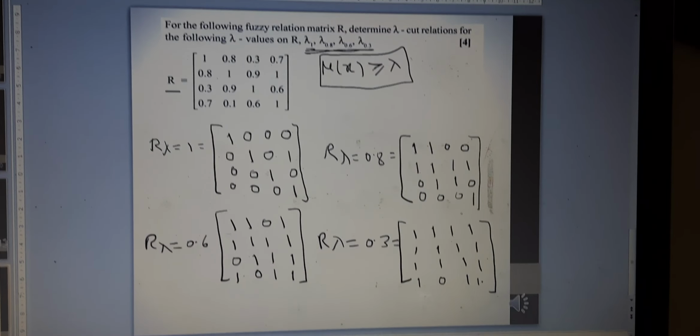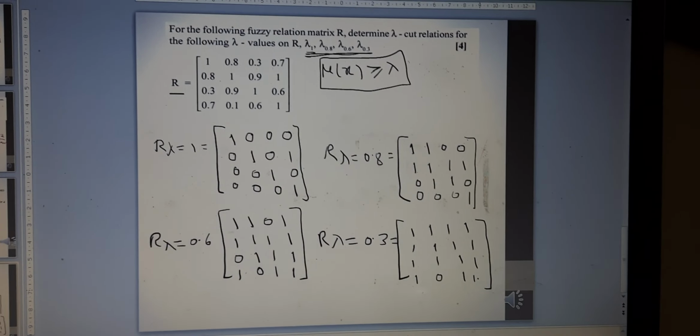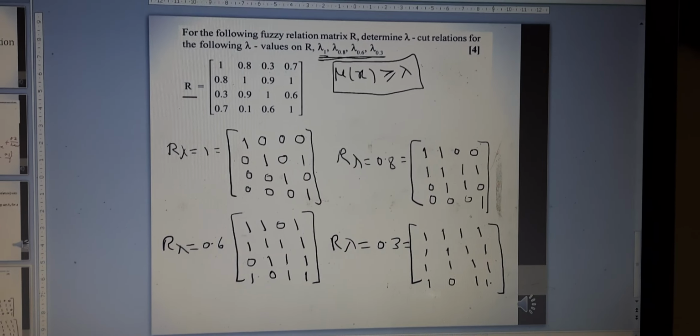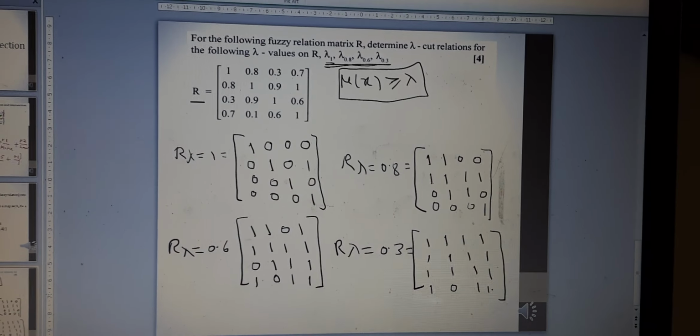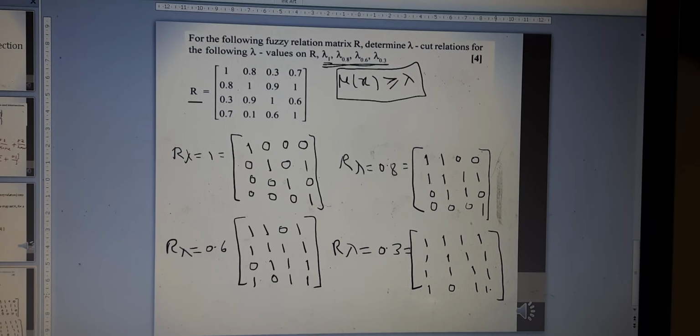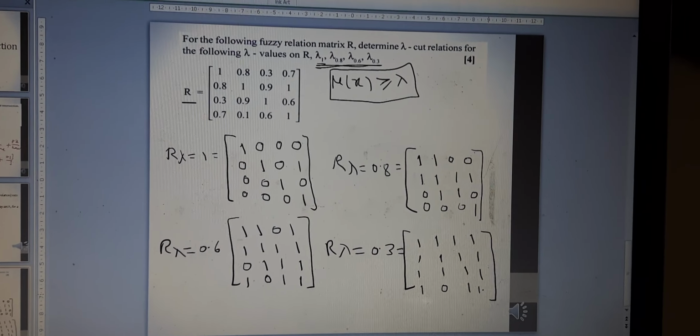This is a very simple problem, but you have to remember this condition. You have to consider all elements x whose value is greater than or equal to lambda. The considered values you have to represent as 1, and the values which are not considered you have to represent as 0.